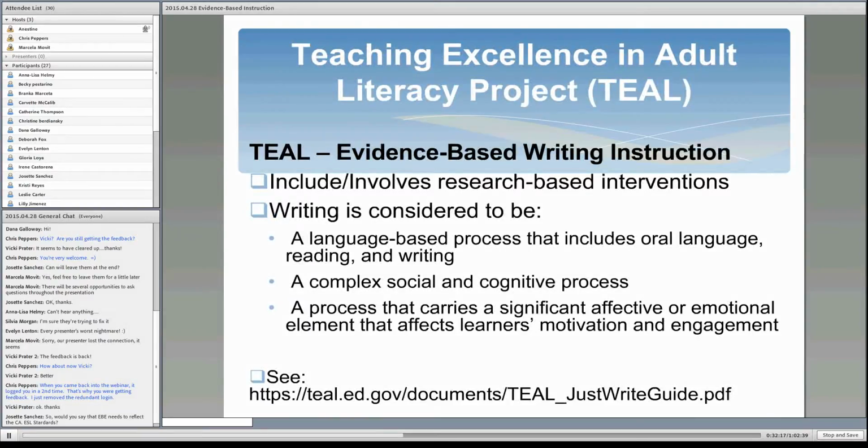Now, there is also the TEAL Project, the evidence-based writing instruction. It involves research-based interventions in the sense that TEAL examines research-based interventions in writing. And based on all of the information that was studied for the TEAL Project, they came up with the definition that writing is a language-based process that includes oral language, reading, and writing. It's a complex social and cognitive process.